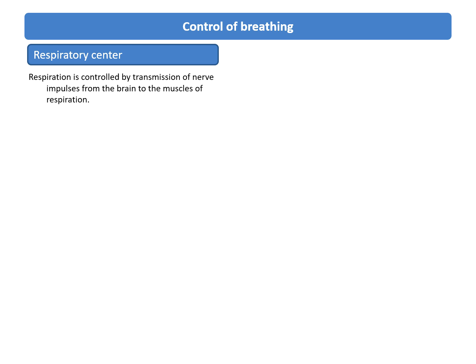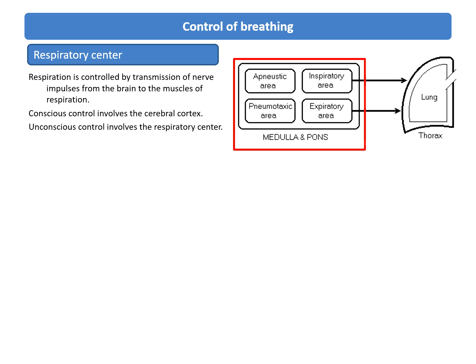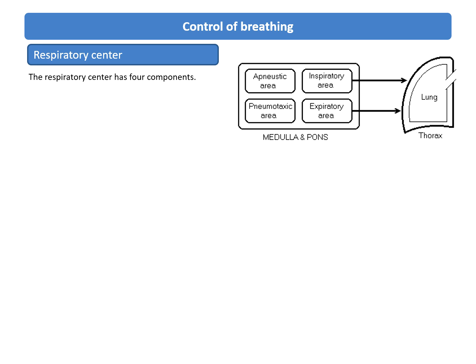Respiration is controlled by transmission of nerve impulses from the brain to the muscles of respiration. Conscious control involves the cerebral cortex. Unconscious control involves the respiratory center. This is a scattered group of neurons in the medulla and the pons.